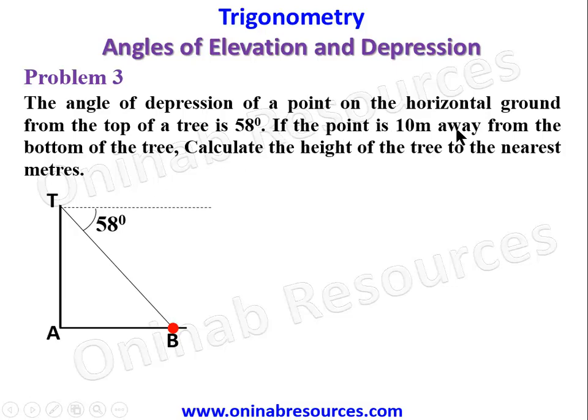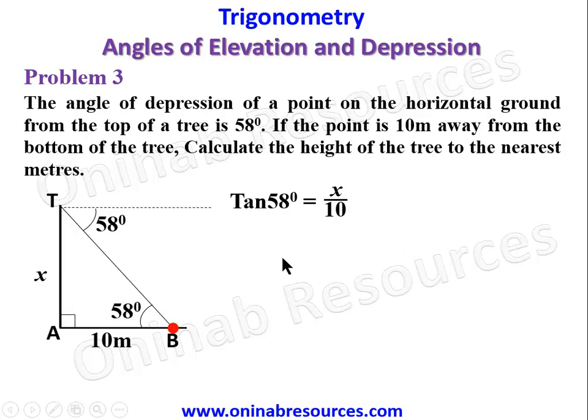If the point is 10 meters away from the bottom of the tree, so this is 10 meters, this angle is 90 degrees. Calculate the height of the tree. We are calculating TA, make it X, and now this angle here is 58 degrees. So we still have opposite and adjacent, so we are using tangent, so that tan 58 degrees is equal to opposite, that is X, over adjacent, that's over 10.